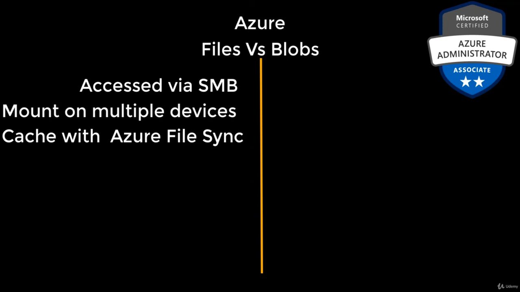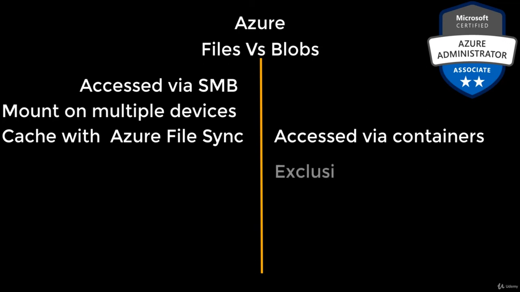Sometimes it is difficult to decide when to use file shares instead of blobs or disk shares. Please take a minute to review the table that is attached as a resource in this video. Azure files are accessed through file shares, but Azure blobs are accessed through containers. Azure files provide shared access across multiple virtual machines, but Azure disks are exclusive to a single virtual machine. When selecting which storage feature to use, you should also consider pricing.